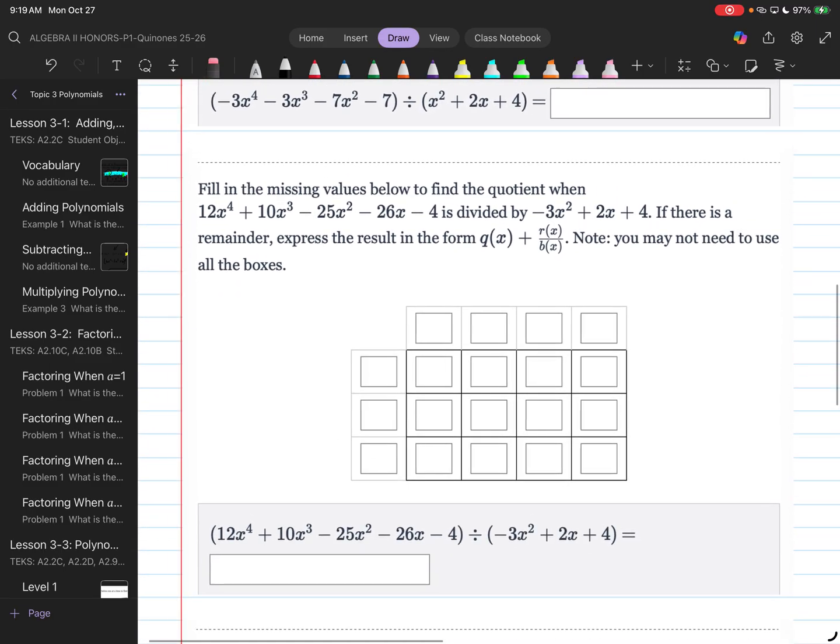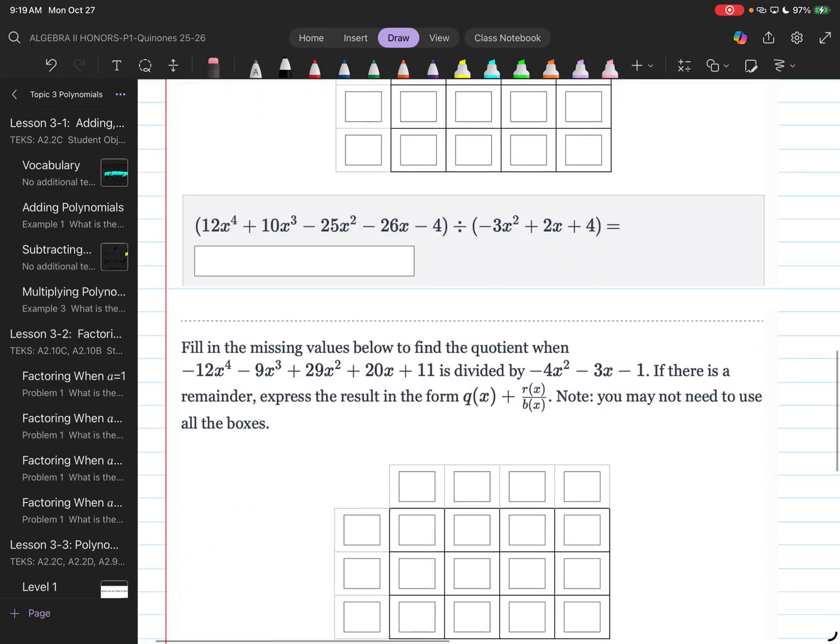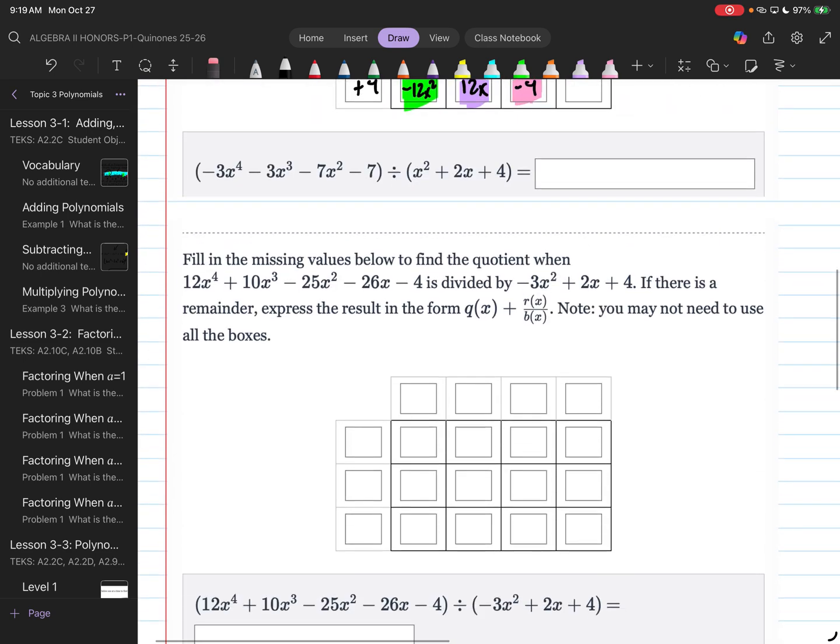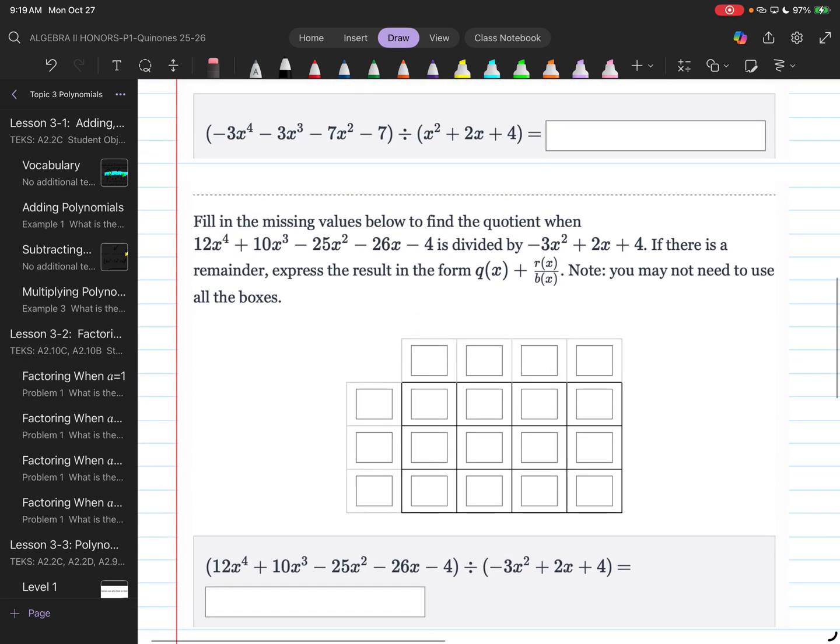All right, I want you to try this one. Find the division of 12x to the 4 plus 10x cubed minus 25x squared minus 26x minus 4, divided by negative 3x squared plus 2x plus 4. What a mouthful. So, I'll give you 3 minutes, should be fine.